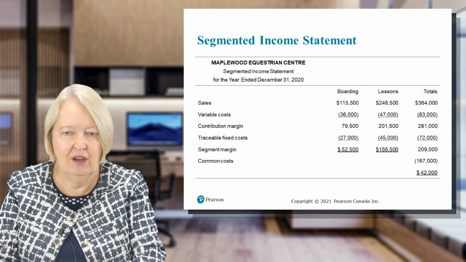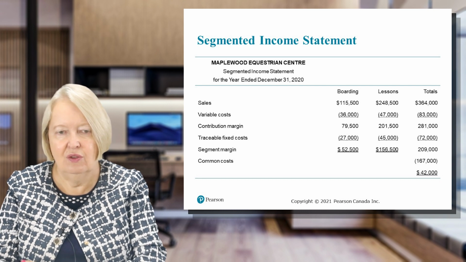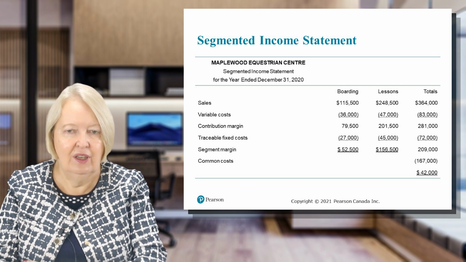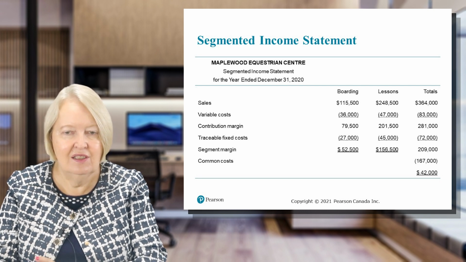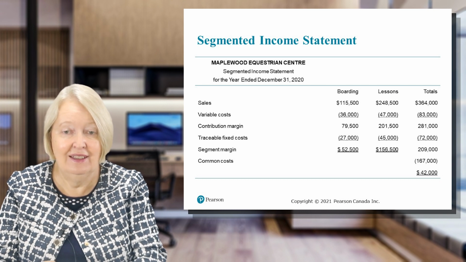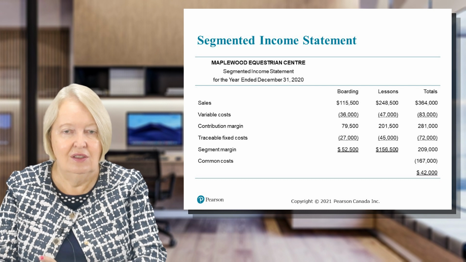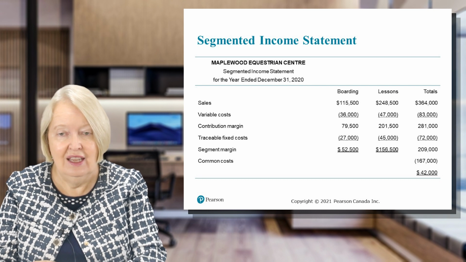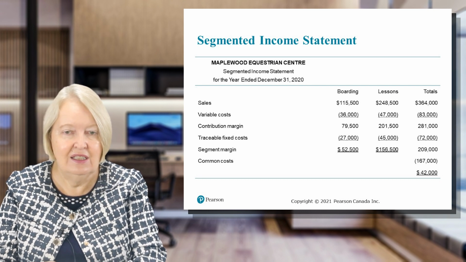And then you've got your common costs. Those common costs are $167,000. They can't be attributed to either the boarding or the lessons. These are common costs that are needed to run the organization. But what this does is show that the boarding is giving you $52,000, whereas you're making a lot more money on the lessons, $156,000. If you just had the total column, this is not giving you nearly as much information as you're getting by breaking it down into segments.